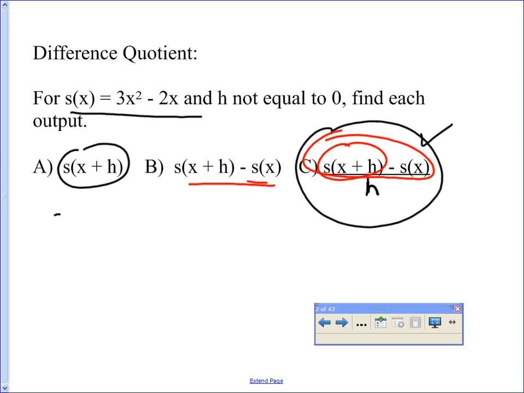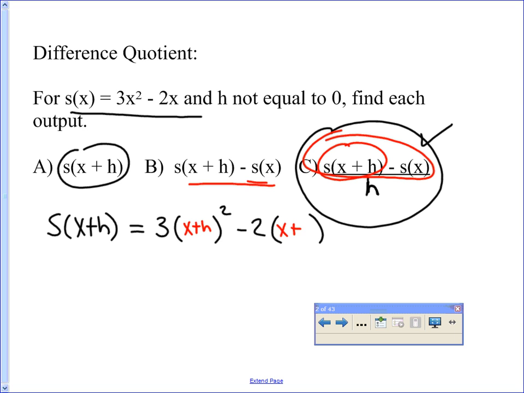All right, so first of all, we're going to go ahead and do this. What this means is that everywhere we have a variable in the original s of x, we're going to replace it with the x plus h. So I've got a 3, and I'm just going to use parentheses wherever I have the x for the variable, minus 2 parentheses. So this was my original, and it is now being replaced with the x plus h because we're finding s of x plus h.